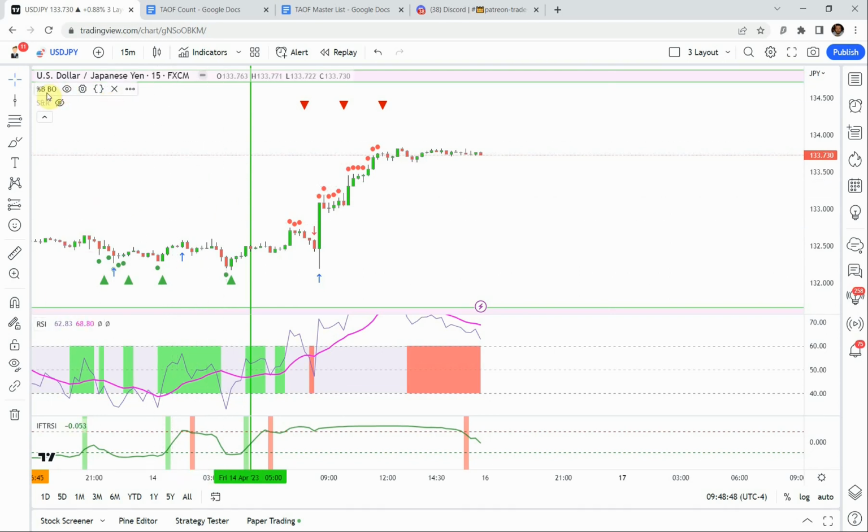So we have the privately created percent B indicator. It's a private indicator just like our RSI here, and the inverse Fisher transform of the RSI. All 3 of these are private indicators that we offer to our patrons when you join our Patreon.